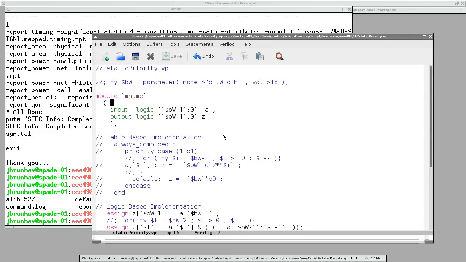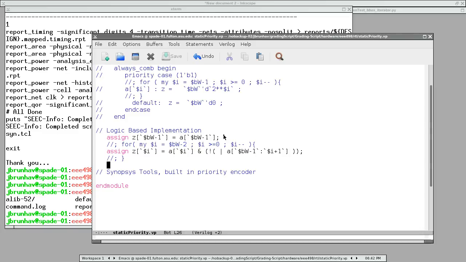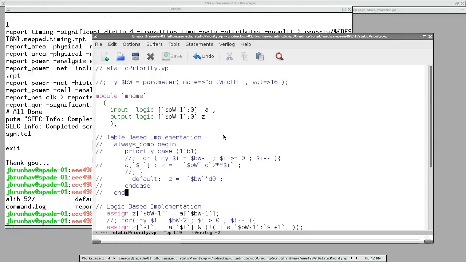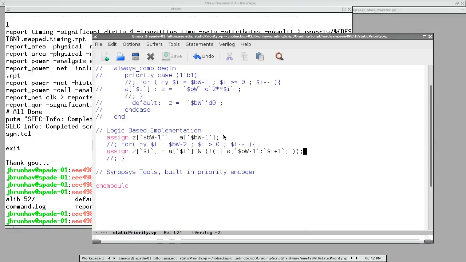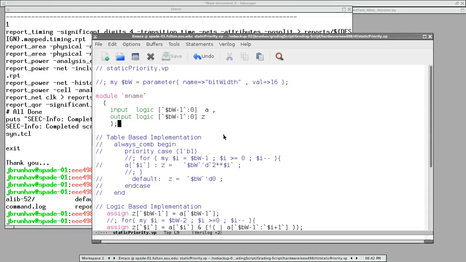Some of you who were watching may have noticed that this is one of the assignments in class. Feel free to go ahead and use this for your homework. Make sure you understand how one of the other two implementations work.